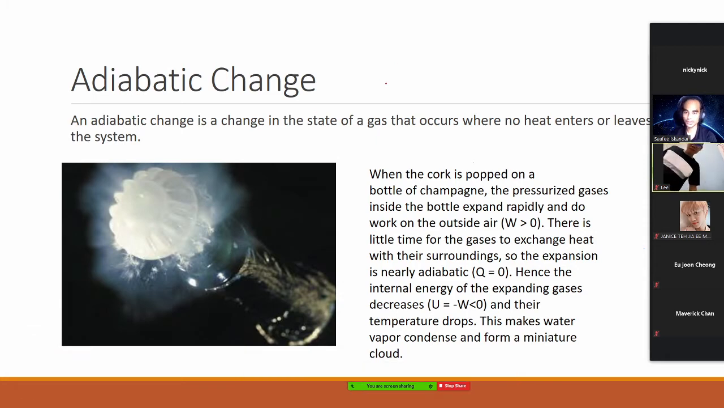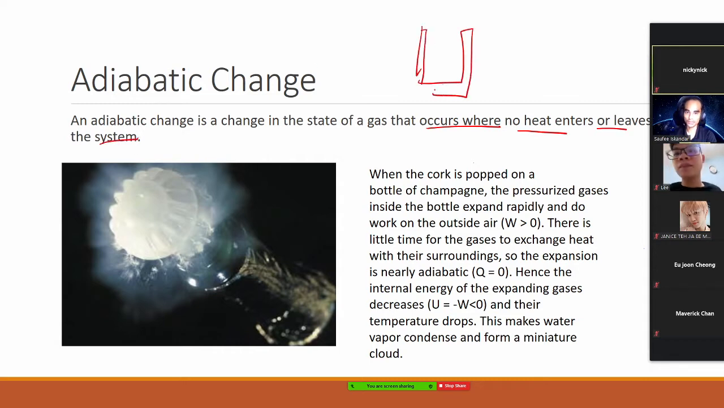An adiabatic change is a change where the state of gas occurs and no heat enters or leaves the system. So if we have a container with a piston and the gas inside, we compress or expand it. Therefore, no heat comes out or goes in.